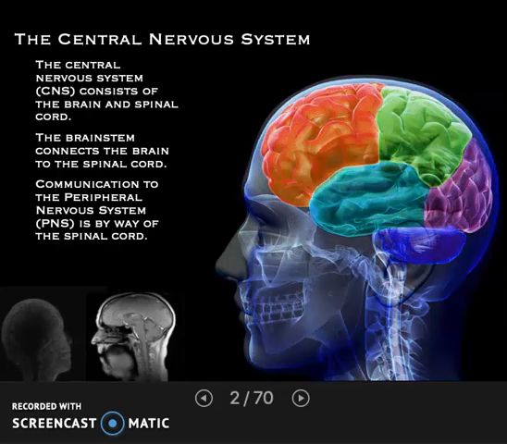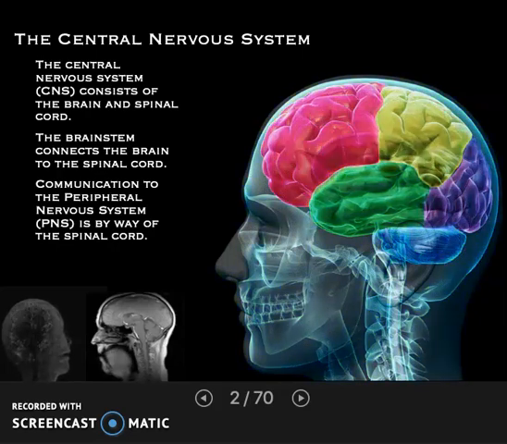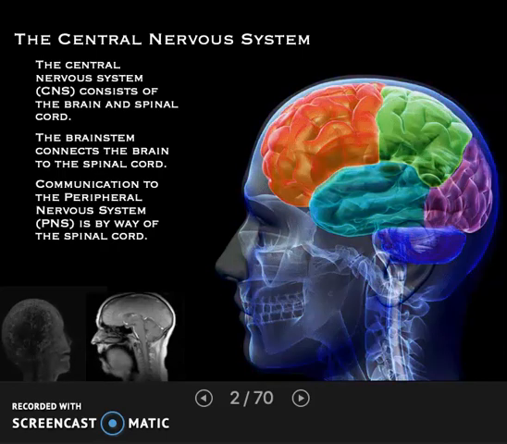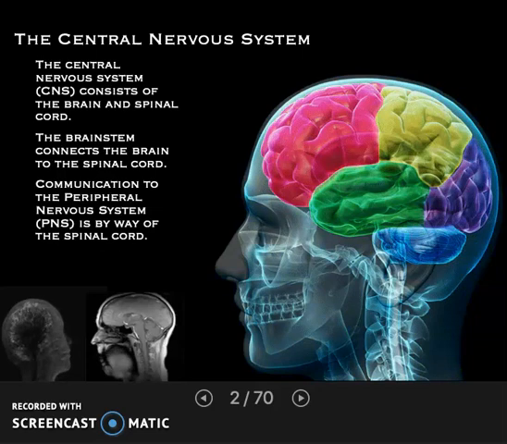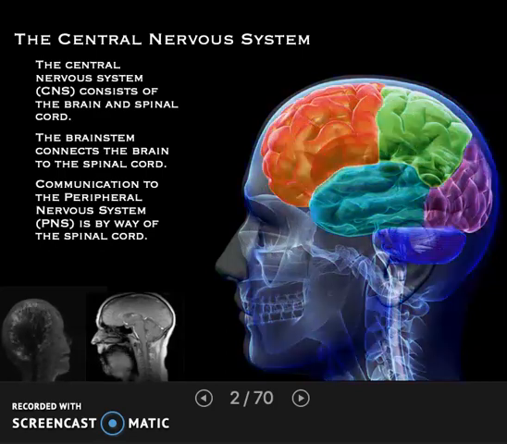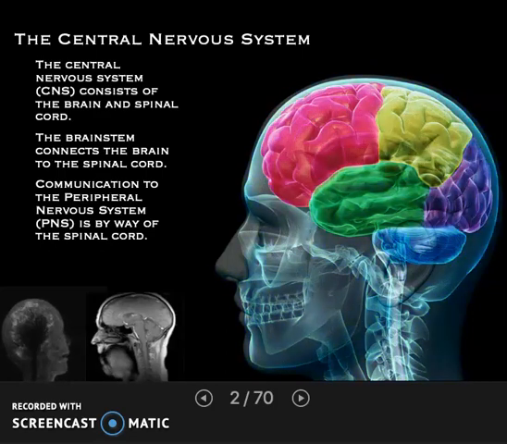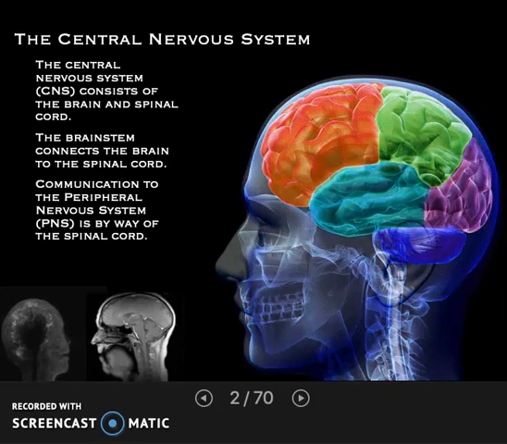So recollect from our previous experiences that the central nervous system is made up of the brain and the spinal cord. And of course, the brain has a number of different regions that we'll look at in some detail, and it's connected to the spinal cord through the structure called the midbrain, which has a lot of complicated names associated with it. And of course, the CNS communicates with the PNS or peripheral nervous system via the spinal cord.